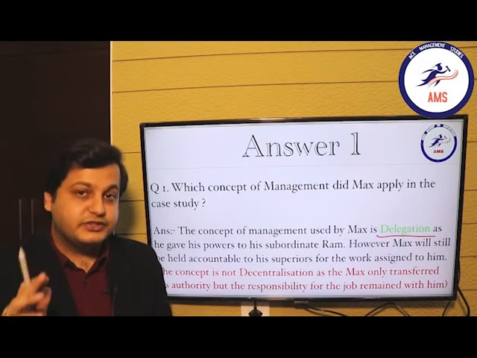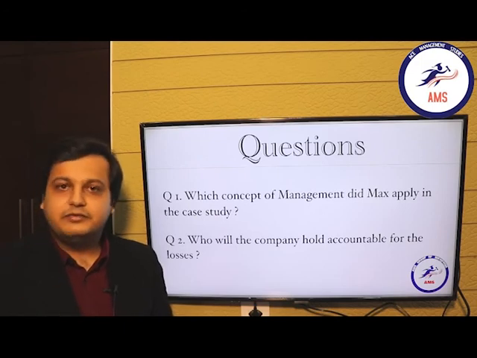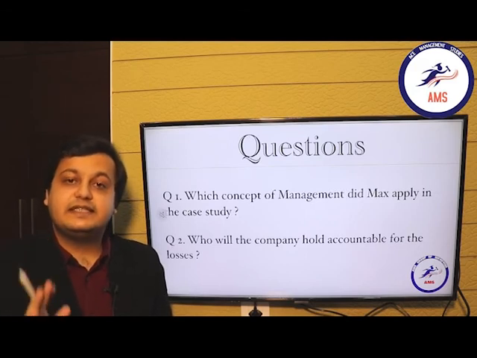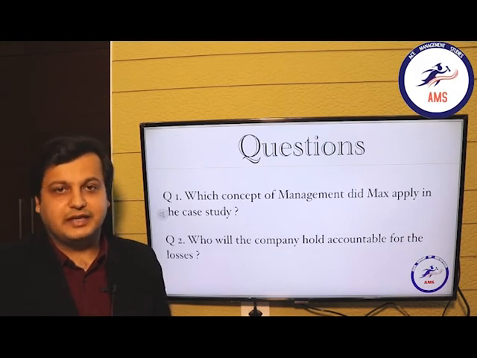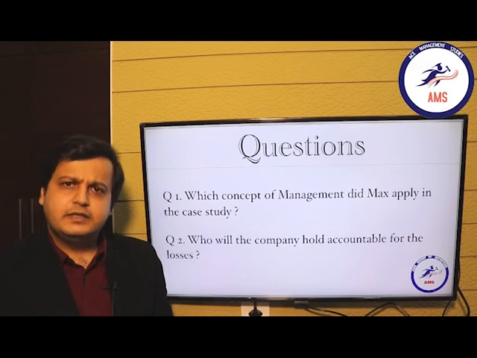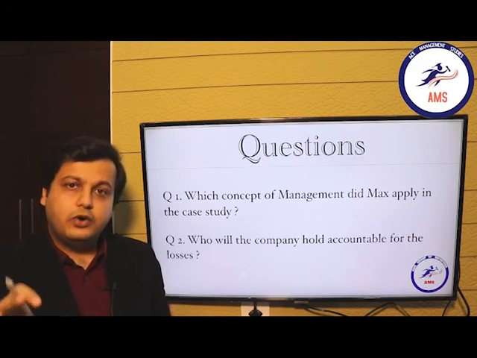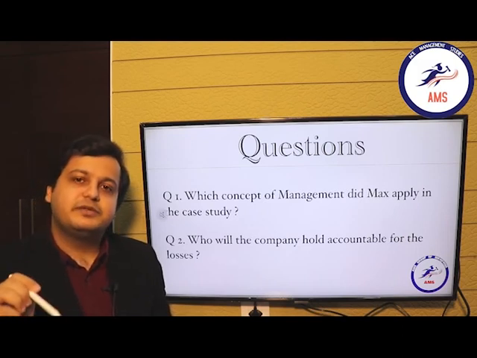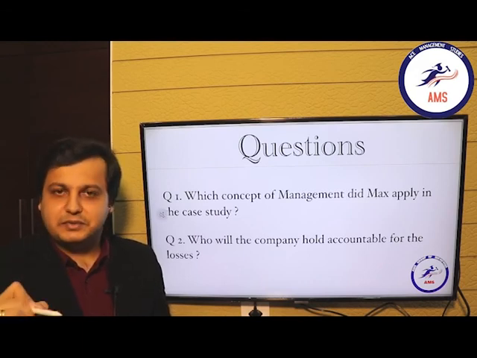So let's move on to question number 2. That is, who will the company hold accountable for the losses? Now we've already discussed this. Since the responsibility stayed with Max, Max will be held responsible for the losses by the company. So here let's take a mental note of the answer. Since Max gave his authority to Ram, so Ram did the job. Although the errors were done by Ram, Max will still be held responsible by the company. Why? Because it did not transfer the responsibility.